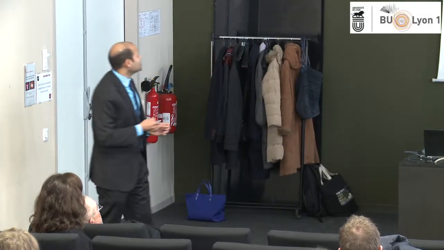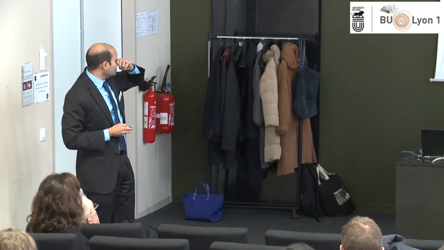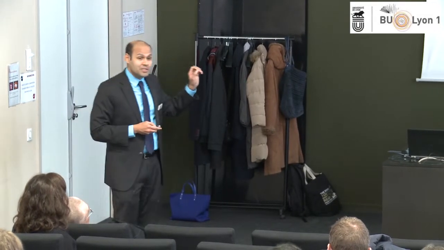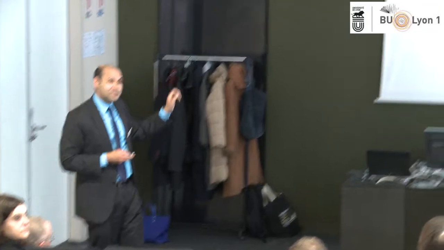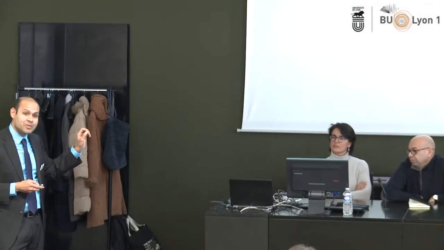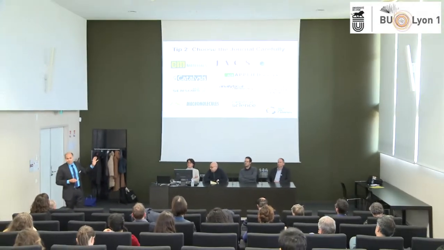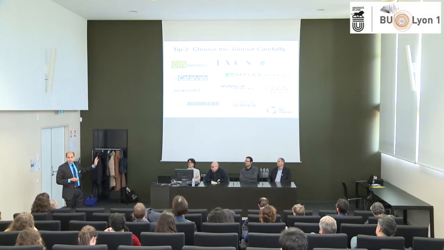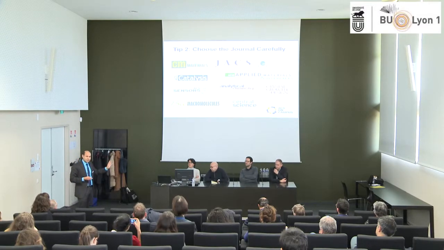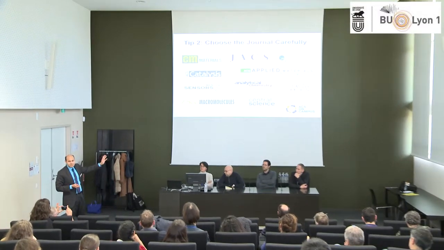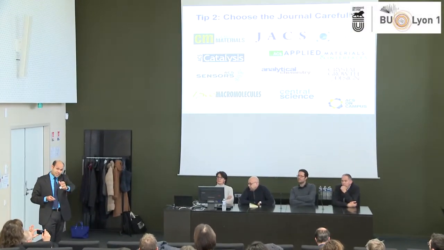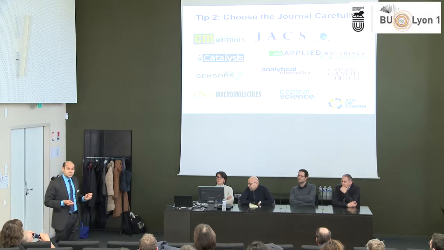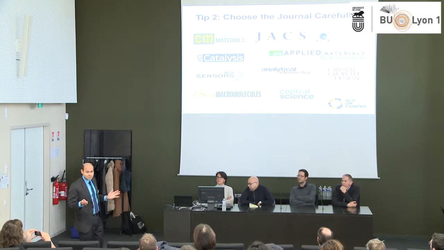Thanks. So tip number two, choose the journal carefully. So this is absolutely vital when you're preparing a manuscript. ACS has over 50 journals now. The first one, as you may know, is the Journal of the American Chemical Society, or JACS, as you probably know. It was founded in 1879. And as the chemical sciences has advanced, we have now over 50 different journals.